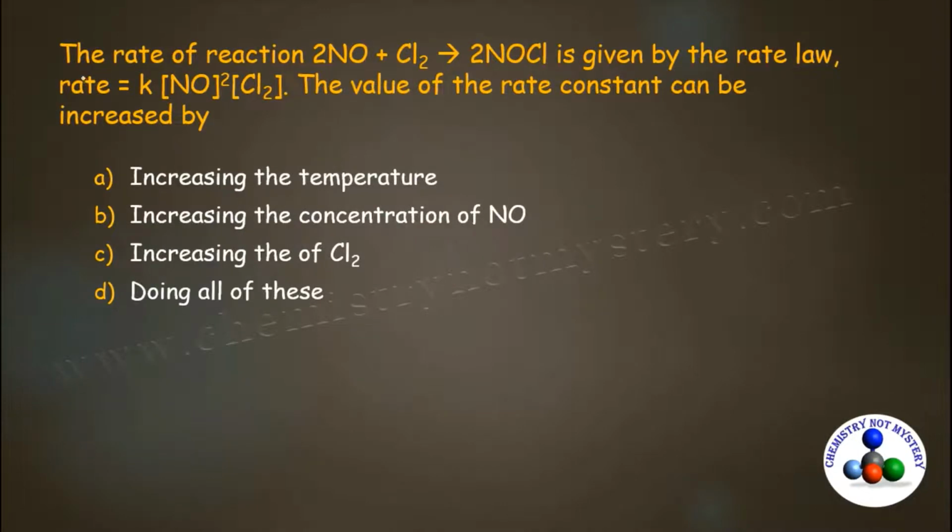Now come to the next question. The rate of reaction 2NO plus Cl2 gives 2NOCl is given by the rate law.